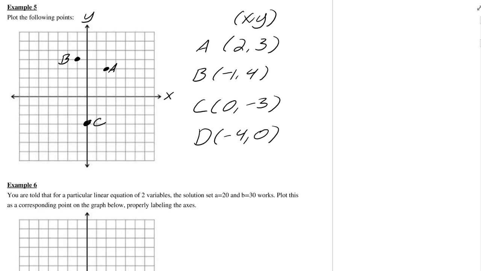And then finally for D, now I go -4 on the x-axis. So that's 1, 2, 3, 4. And I just stay on the x-axis because it says 0 for my y. So there we go. Okay, so that was one thing that I wanted to just refresh your memory on.